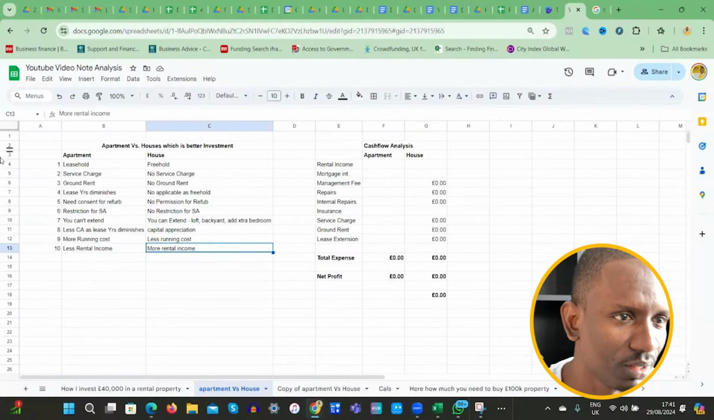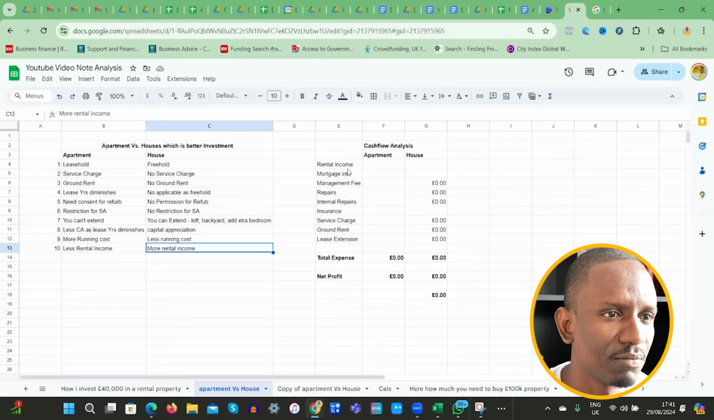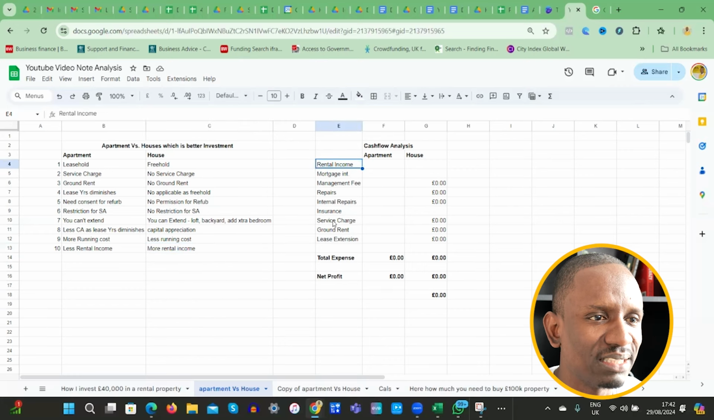So these are the differences between an apartment and a house. What I'd like us to do now is a real life research to show the differences and the cost associated to apartments versus houses, and to clarify, because numbers don't lie, how much profit each of these properties will generate us. Let's get to it. So we've got the rental income here. Fantastic. We've got all these expenses here.